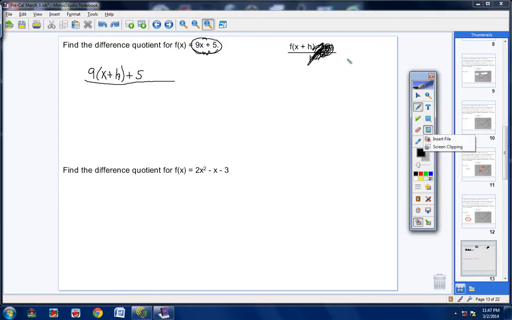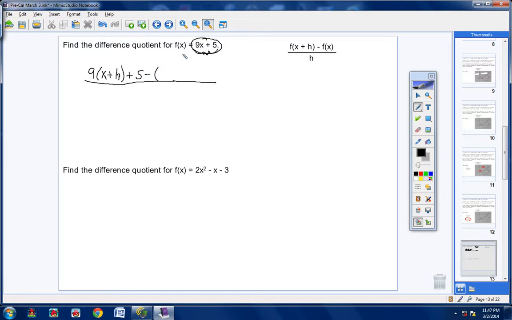Now, let's continue on in our formula here. Next, notice in my formula, I have minus f of x. So I put a minus sign and then a parentheses and then f of x. Well, what does f of x equal? f of x equals 9 over x plus 5, and that's all over h. There we go. It's that simple.